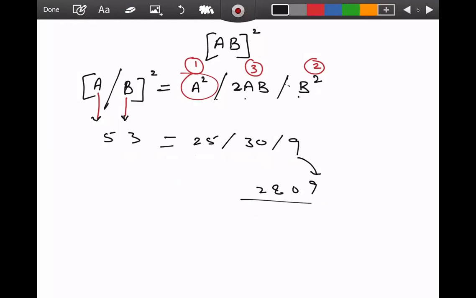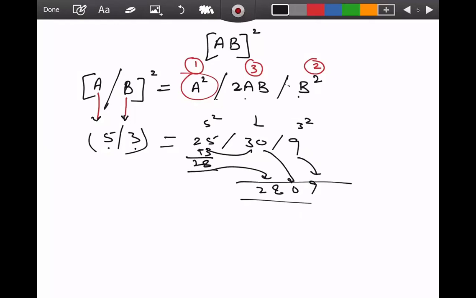9 here. 5 into 3, 15. So 5 square is 25, 3 square is 9, and 5 into 3, 15 into 2 is 30. So 9 here, 0 here, 3 here. Any doubt, guys? No, sir.